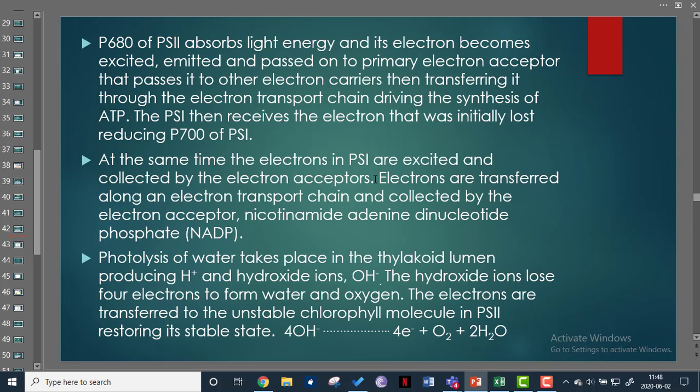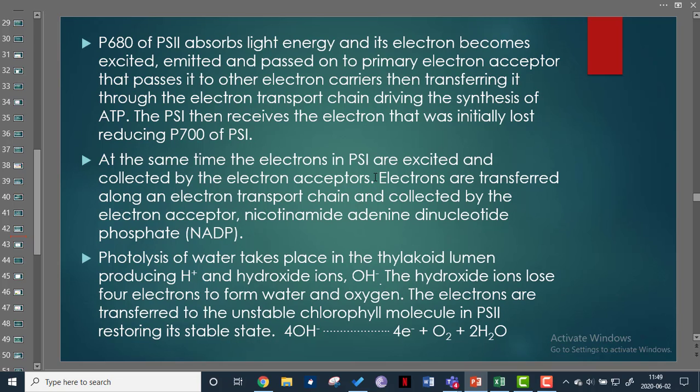Now, if you look at the next part here, we are talking about how, at the same time, the electrons in photosystem 1 are excited and collected by the electron acceptors. You remember the electrons were lost from photosystem 2 and also from photosystem 1, and these events must occur at the same time. It means electrons are being lost from photosystem 1 and photosystem 2, and at the same time the water molecules are undergoing photolysis to produce electrons to replace those in photosystem 2. That's why we are saying that, at the same time, the electrons in photosystem 1 are excited and collected by the electron acceptors.